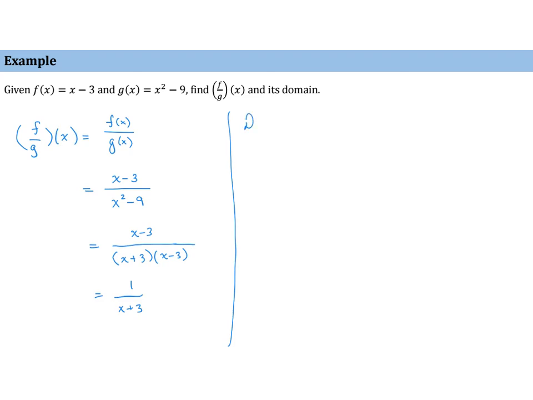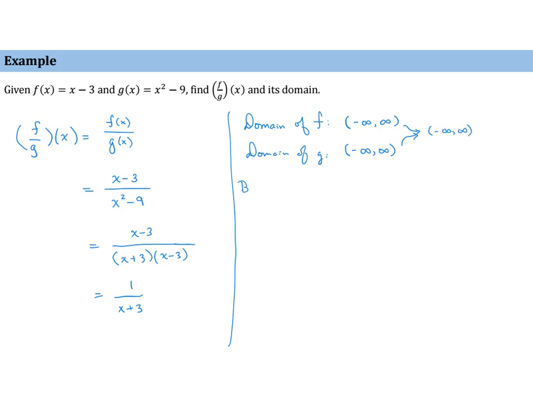So what's the domain of f? What's the domain of g? Look at where they overlap. So what's the domain of f? Well, we can subtract 3 from any x value. And so the domain of f is negative infinity to infinity. What about the domain of g? I can square any number and always subtract 9. So the domain of g is negative infinity to infinity. So these overlap everywhere.